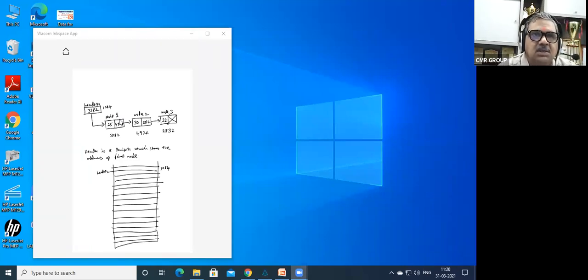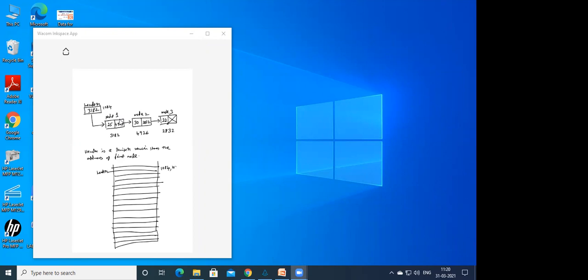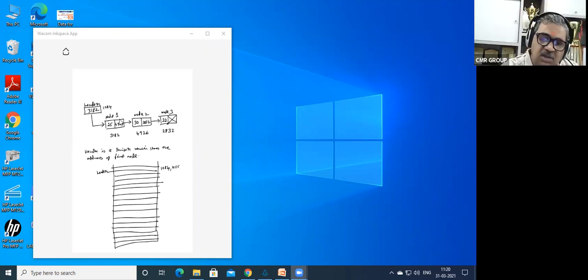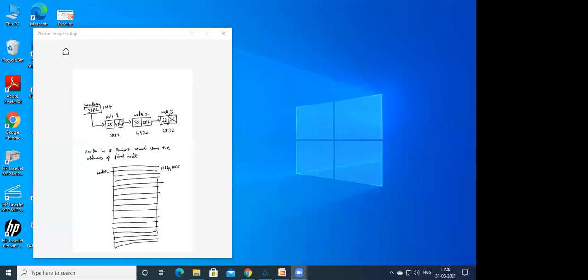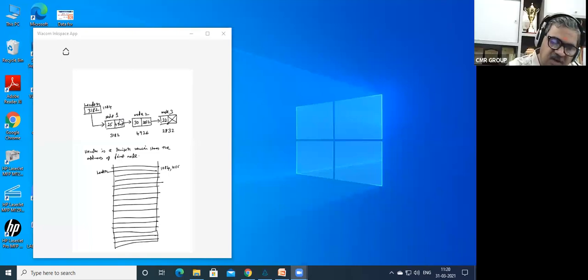So how many bytes is it going to take? It is going to take 2 bytes. So 1084 and 1085. The header is going to store the address of the first node. It is going to store 3182. Is this clear?